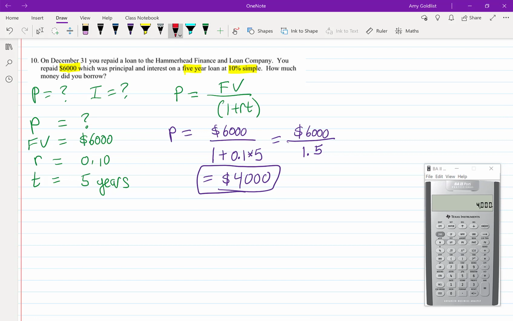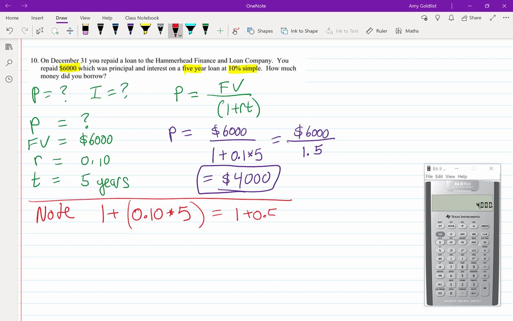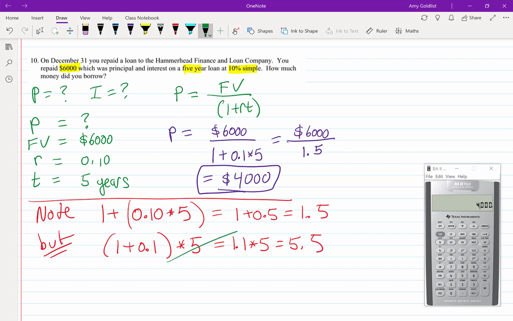I'm going to do a little calculator note here. 1 plus 0.10 times 5, with our brackets the way they should be. Multiplication before addition, 1 plus 0.5 is 1.5. If I do this wrong, 1 plus 0.1, addition first, and then multiply it by 5, that's chain mode. I end up with 1.1 times 5, which is 5.5. This is wrong. This is not the way we should be doing things. So pay attention to the algebra and how you put things in the calculator. It's okay to use extra steps.